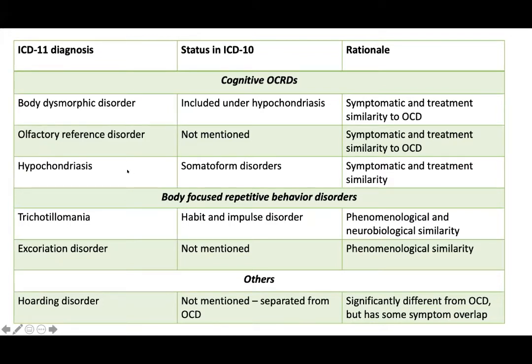Hypochondriasis is interesting because in a way, this is also quite similar to the other cognitive OCRDs, because the person has an extensive preoccupation about having a disease. And this is also associated with some repetitive behaviors in the form of repeated investigations, repeated doctor checking, repeated reassurance seeking, and also avoidance.